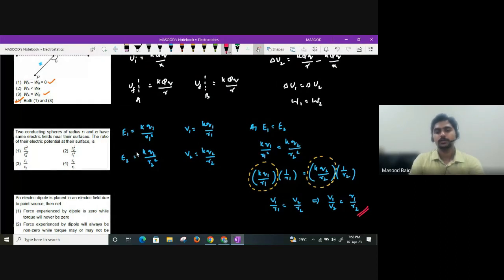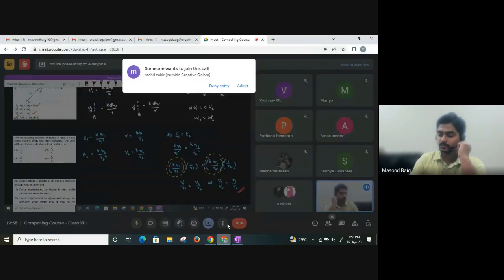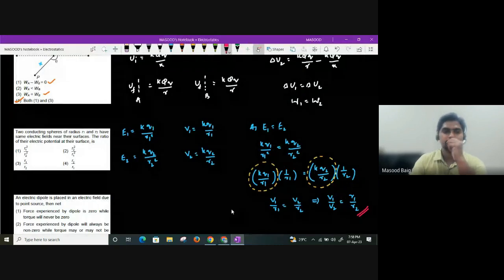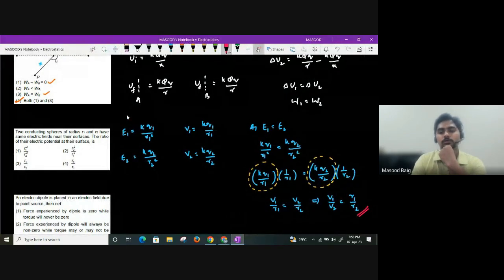Did you understand? Electric field inside the conductor will be how much? It will be 0. So the electric field just outside the conductor, how much again? Same as that on the surface: KQ1 by R1 square, KQ2 by R2 square. Both these electric fields are equal, they have said. So from this we can say the ratio will be R1 by R2. Understood, all of you? Yes, yes sir.